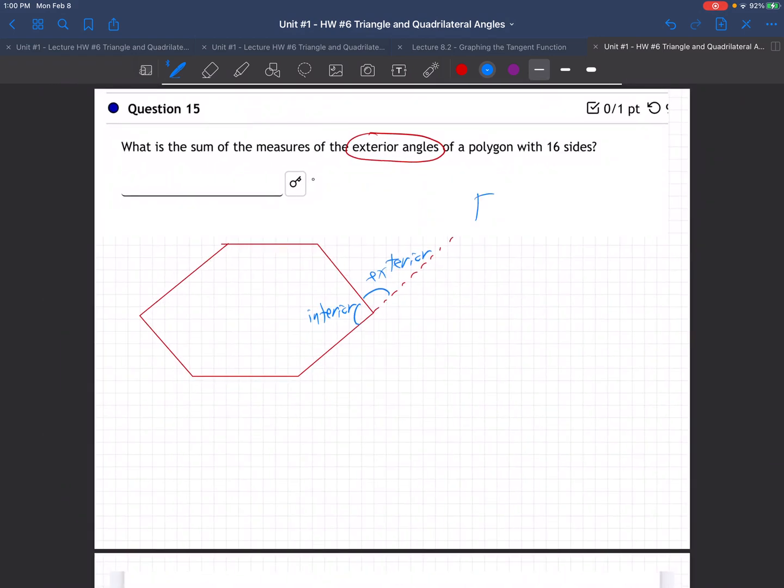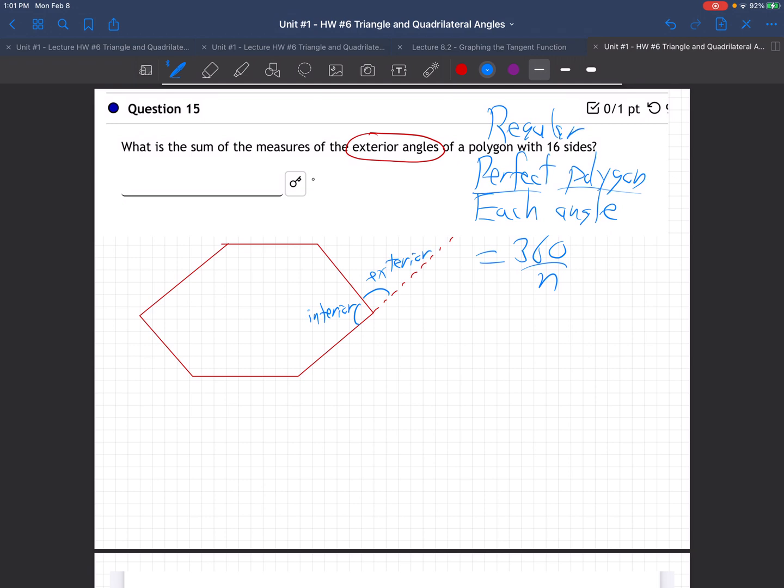So each angle is 360 over n for a perfect polygon, which means regular. A regular really means perfect, all the sides and all the angles equal. Each angle is 360 over n. That's each angle. But notice, what do they want?